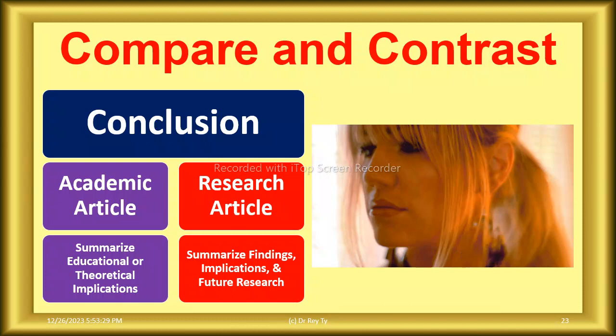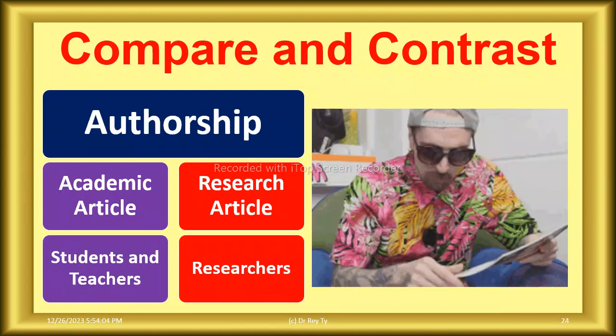On the other hand, research articles tend to provide some findings of the original research, the implications to the given field, to the existing theories, and provide some direction for further research.